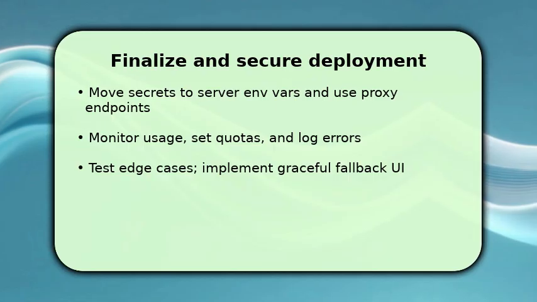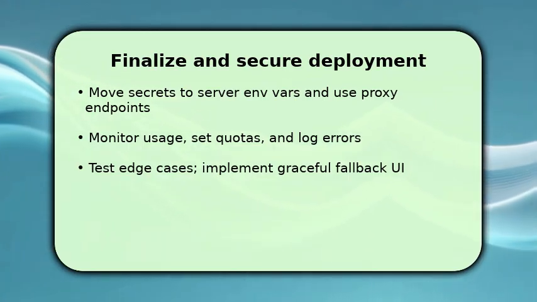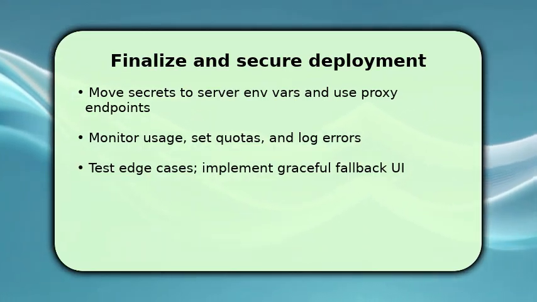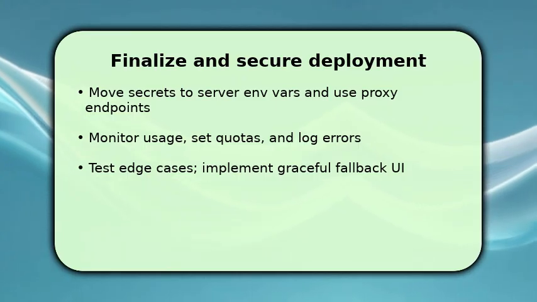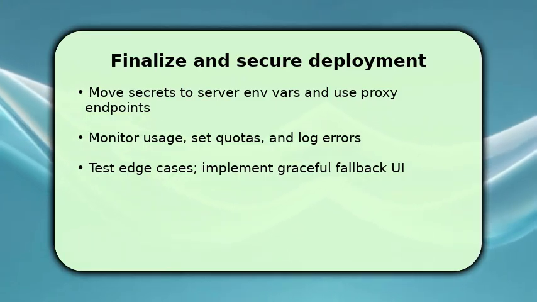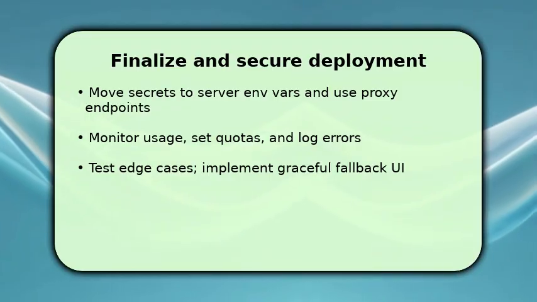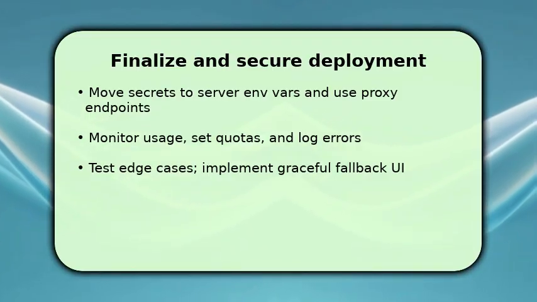If a call fails, present a graceful fallback UI and retry logic so users aren't blocked. Troubleshooting tip: if endpoints fail, check CORS, verify token scopes, and replay the request in a REST tool to isolate auth versus payload errors.